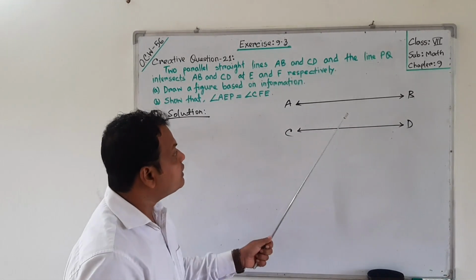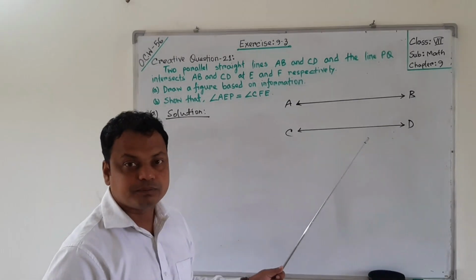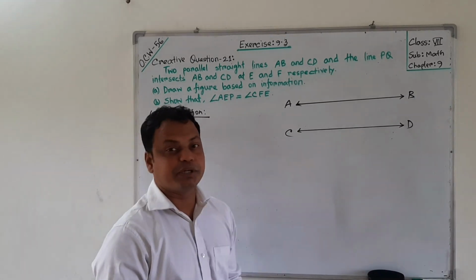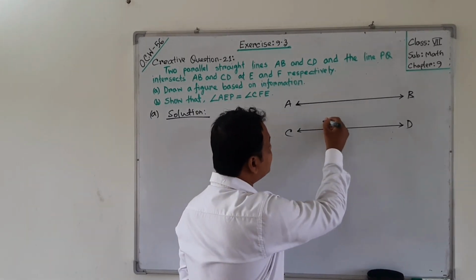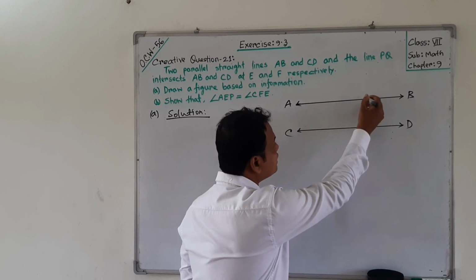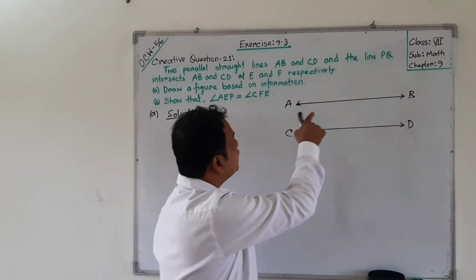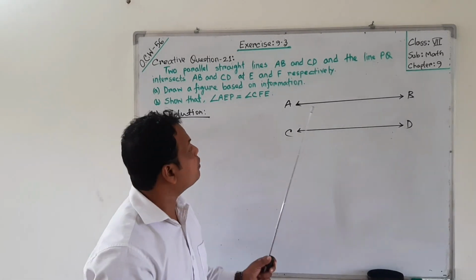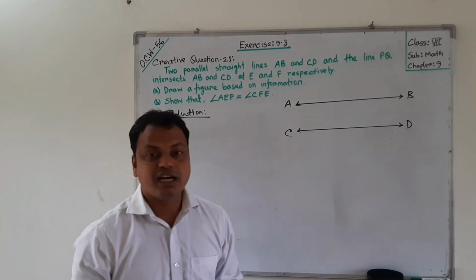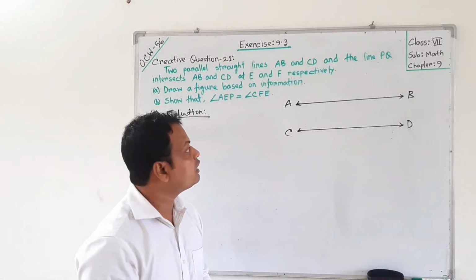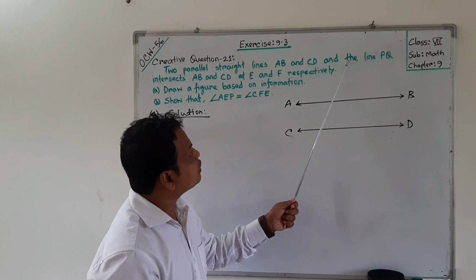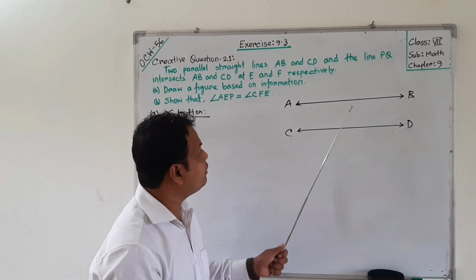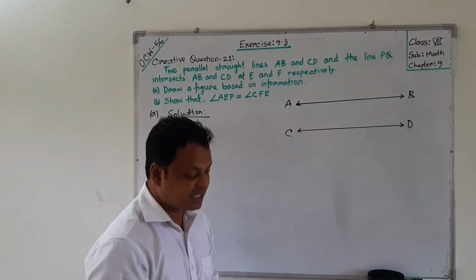Now, these two lines are parallel. We have to get two parallel straight lines. So these two lines will be parallel because of the perpendicular distance. If you draw it between the two straight lines, this distance will be equal. So we have got AB and CD as two parallel straight lines. Now we have to draw the line PQ that intersects AB and CD. Another line we will draw.